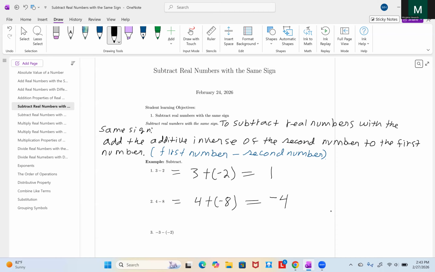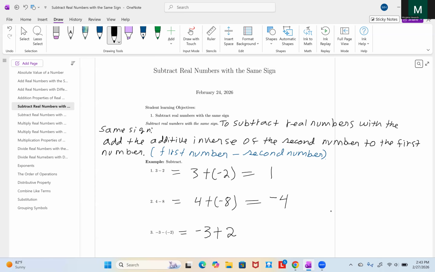Negative 3 minus 2. Add the additive inverse of the second number to the first number. The second number is 2, and its additive inverse is negative 2. So we add negative 2.